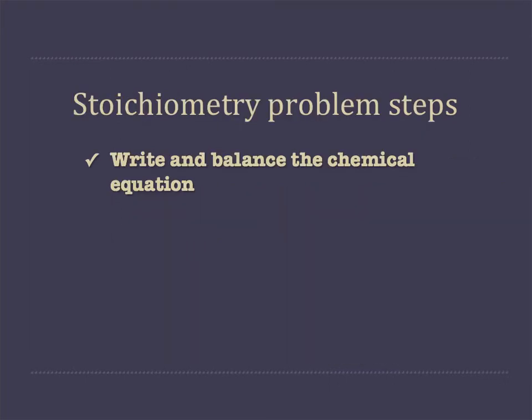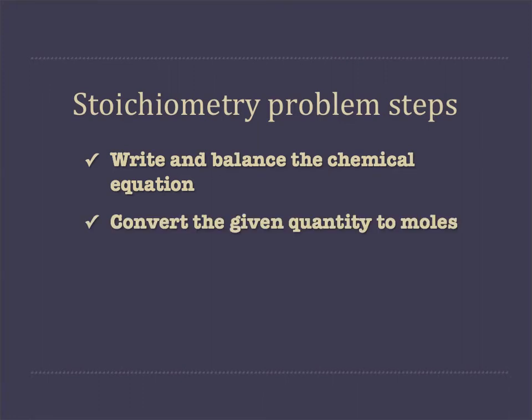There are 4 steps that we're going to follow as we do these problems. First step, and this is why I really stress being able to balance equations, is you have to have the balanced equation. If you don't have it balanced, you're not going to get it right because you won't have the right mole ratio. So number 1, balance the equation. Number 2, change to moles.